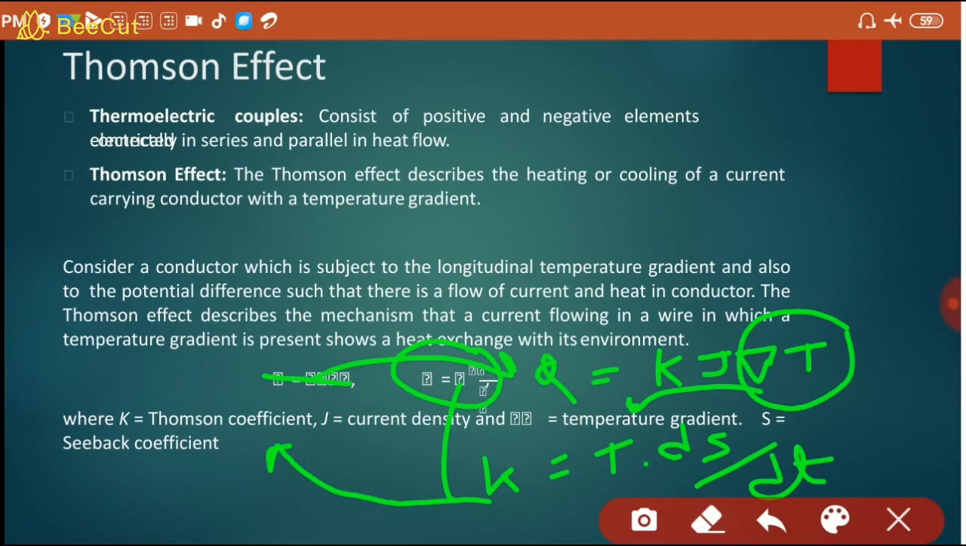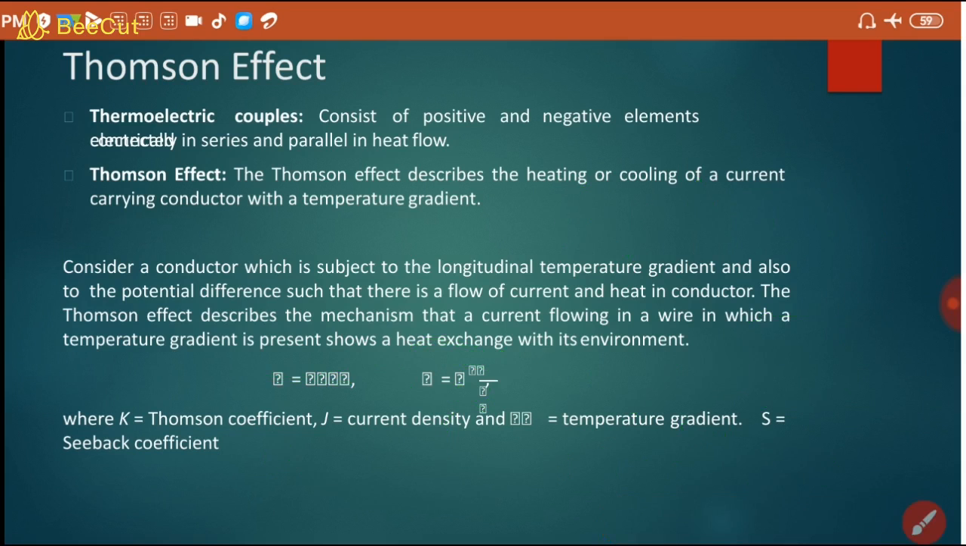तो आई होप कि आपको समझ में आया होगा. मैं एक बार दोबारा से इस इक्वेशंस को लिख देता हूँ कि जो Q है वो है K J इंटू डेल्टा T. तो K आपका जो हो गया यहाँ पे थॉम्सन कोएफिशिएंट हो गया, J आपका करंट डेंसिटी हो गया, डेल्टा T आपका टेम्परेचर ग्रेडियंट हो गया, जहाँ पर K की जो वैल्यू है वो T टाइम्स ऑफ dS बाई dT है. ओके, तो दिस इज ऑल अबाउट द थॉम्सन इफेक्ट. आई होप कि आपको समझ में आया होगा.